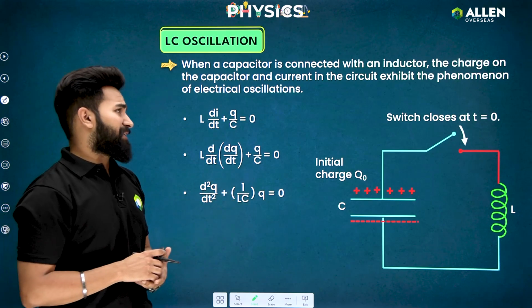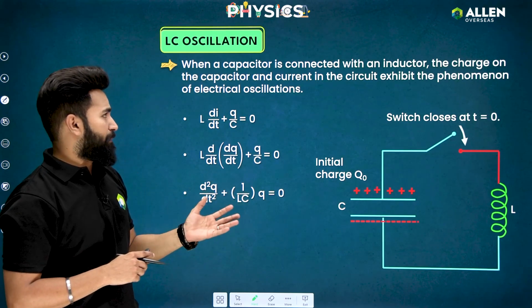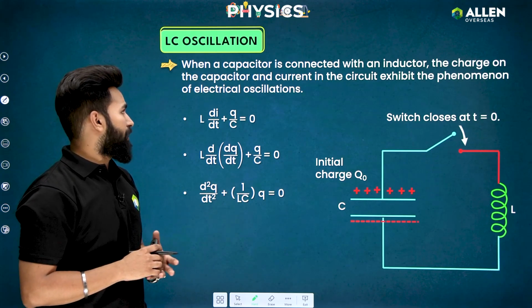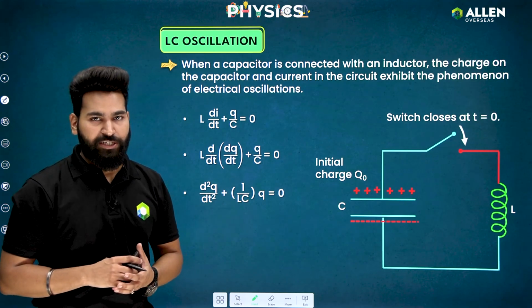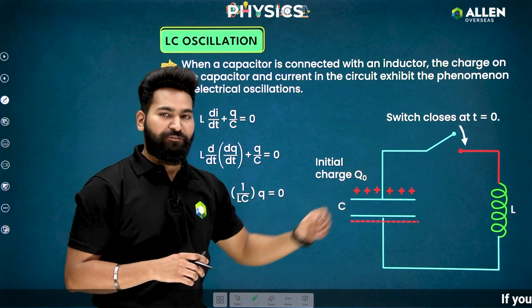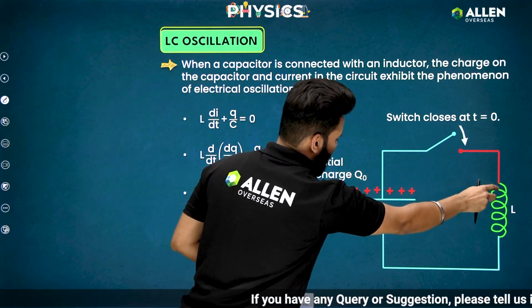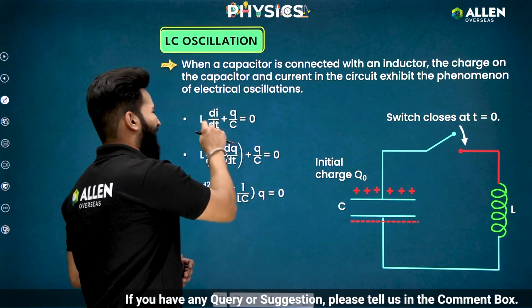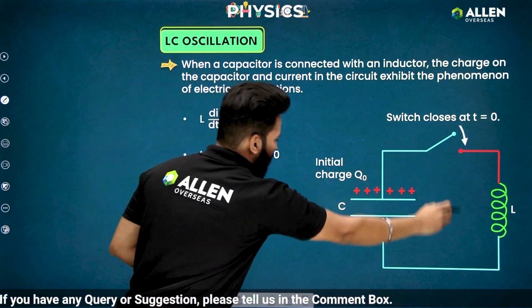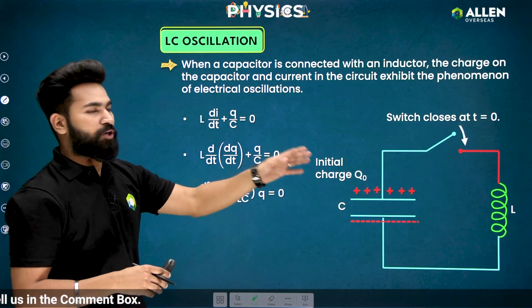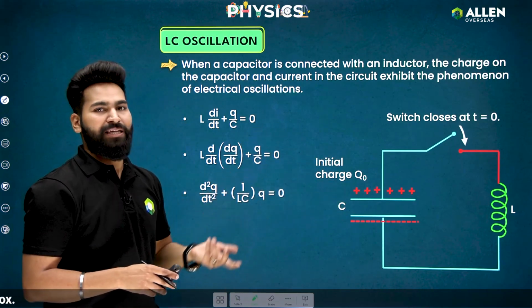So when a capacitor is connected with an inductor, the charge on the capacitor and the current in the circuit exhibit the phenomenon of electrical oscillations. If we use the KVL in this loop, we can write the potential difference across the inductor as L di by dt, and that across the capacitor as Q by C. And since there is no battery connected, the overall potential difference across the circuit will be 0.